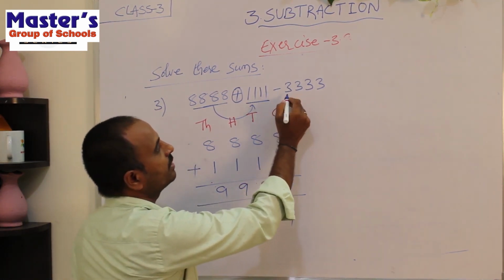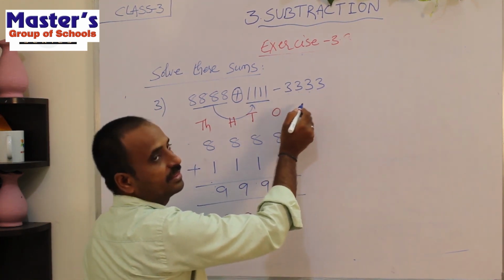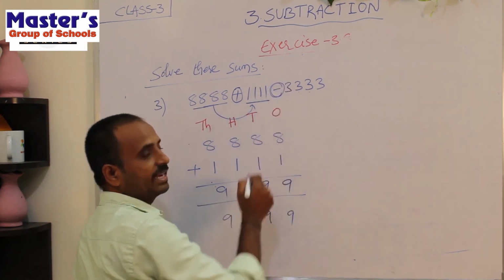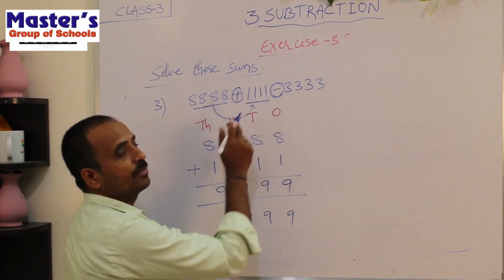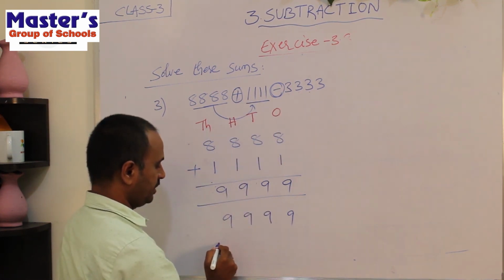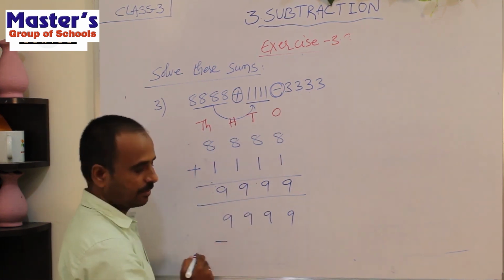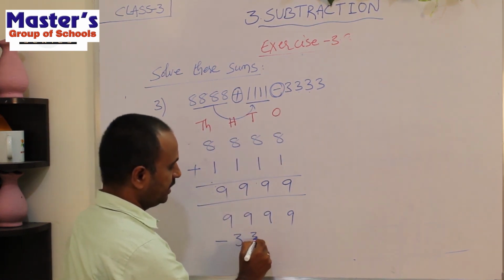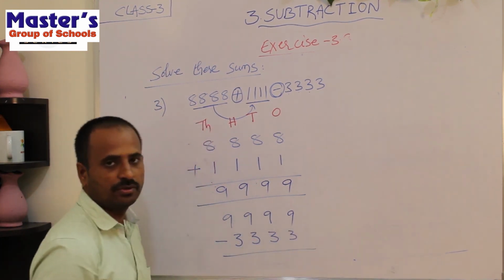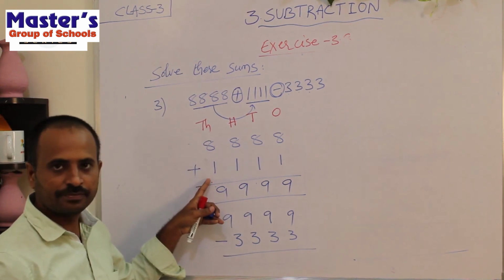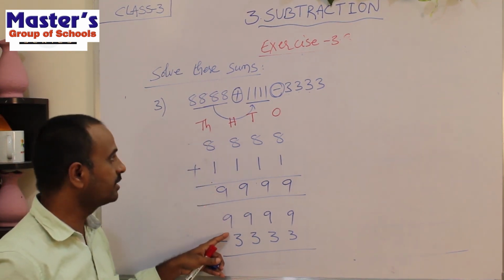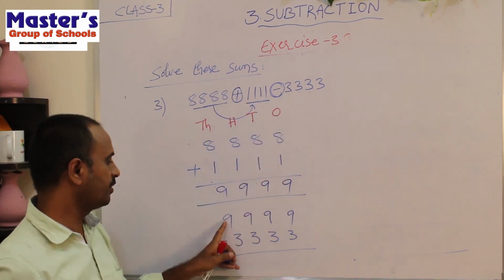What is the other number? 3333. Why do we have to subtract this? Because it has a minus symbol before it. That's why we have to subtract this number. So write this number below it, minus 3333. So children, first we have to do addition and we get the answer, that is the sum. Now subtract the third number from this sum.